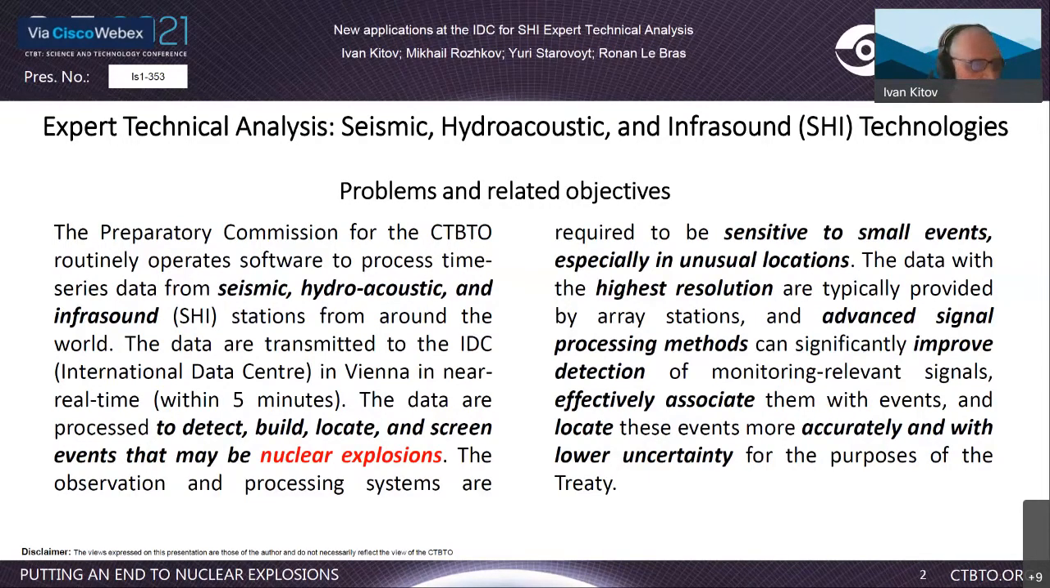The objectives of the expert technical analysis stem from these challenges and tasks. The PTS routinely processes data from seismic, hydroacoustic, and infrasound SHI stations. The data are transmitted to the IDC and processed to detect, build, locate, and screen events that may be nuclear explosions. The observation and processing have to be sensitive to small events, especially in unusual locations. IMS array stations provide data with the highest resolution and have some potential for further improvement. Advanced processing methods can improve detection of monitoring relevant signals, effectively associate detections with reliable event hypotheses, and locate these events accurately and with lower uncertainty.